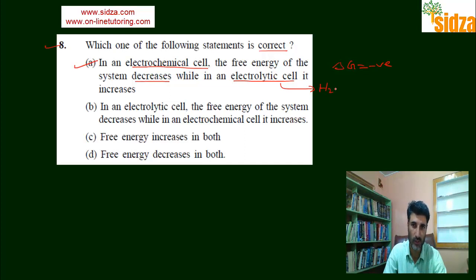Suppose you do the electrolysis of water into hydrogen gas and oxygen gas. This process is not spontaneous, right? This is not possible unless we use electric current, unless we use electrical energy here.